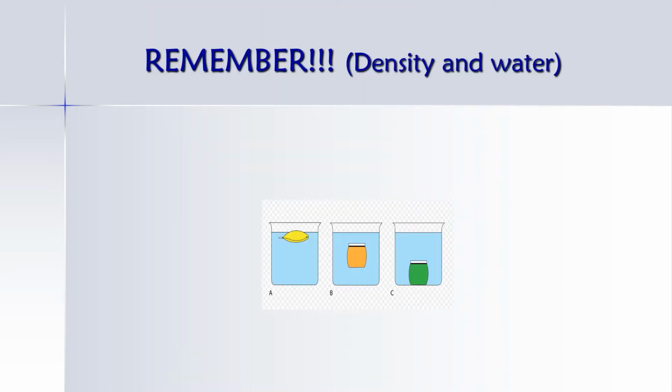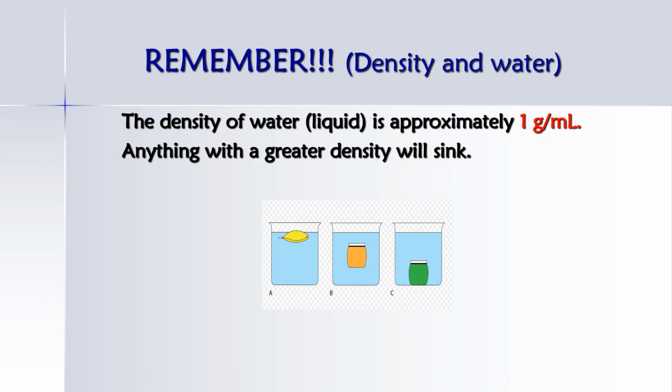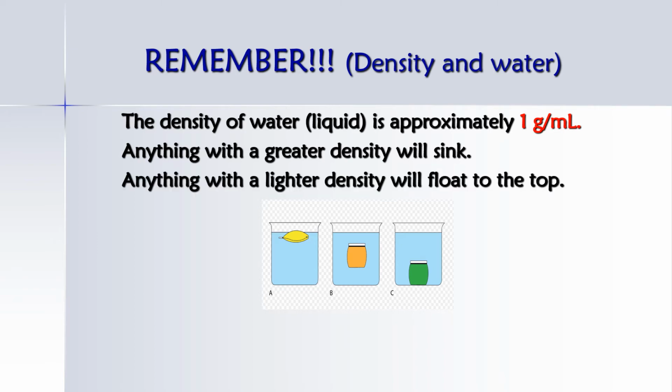Now remember, the density of water is approximately 1 gram per milliliter. You guys might have wondered how some things float on the surface of water and some things sink to the bottom. It's because of density. If something has a density larger than 1 gram per milliliter, then that thing is going to sink in the water. And if something has a density lower than 1 gram per milliliter, then that thing is going to float at the top.